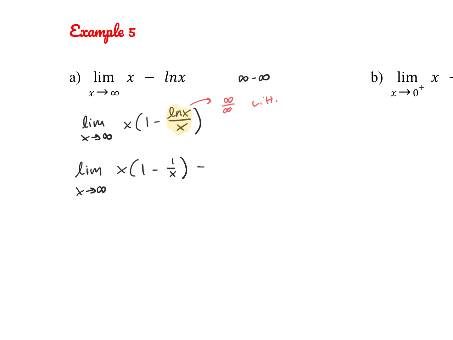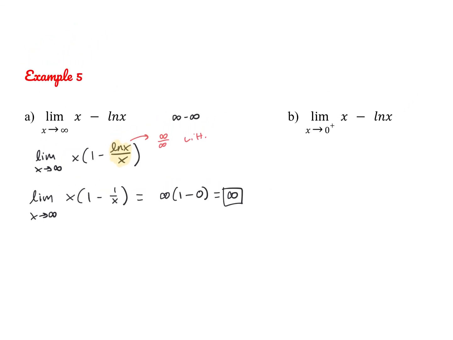And then we can try direct substitution. So we get infinity times 1 minus 1 over infinity, which gives us 0. So it's infinity times 1, which is just infinity. So what this means is as we move to the right infinitely, we have end behavior that is unbounded. It's just going to increase infinitely as we move to the right.